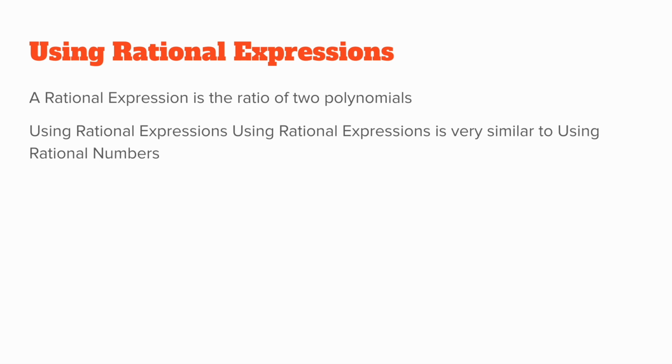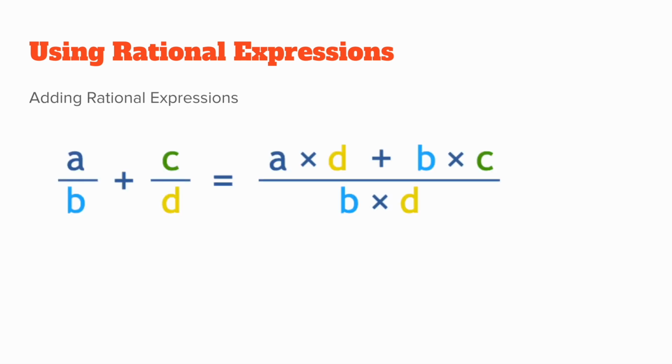The easiest way to add rational expressions is to use the common denominator. So the method should be like this. If we say there are A, B, C, D, then if the problem is A over B plus C over D, then it should be A times D plus B times C over B times D, and then we can just simplify it.